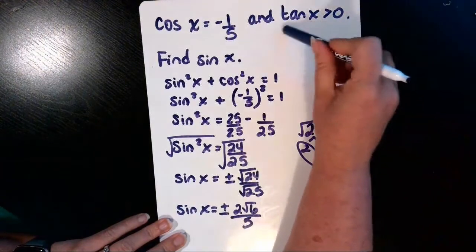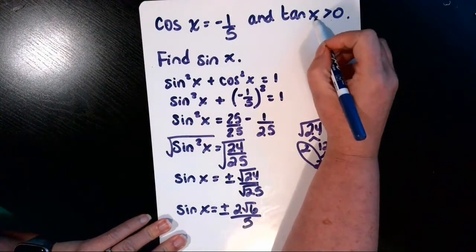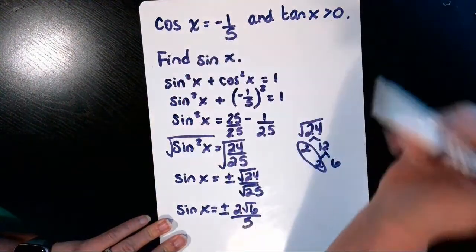So the last thing we need to decide is whether to keep the positive or the negative for that 2 square root of 6 over 5. And to do that, we're going to look at our given information again. So we need to know the quadrant where the tangent is positive, but the cosine is negative.